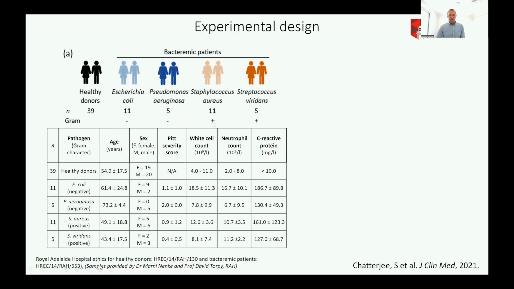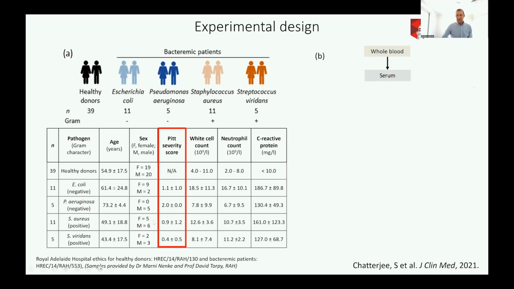For that purpose, we had a number of individuals with bacteremia. This was work done with Professor David Tolpe at the Royal Adelaide Hospital. We had bacteremic individuals infected with different pathogens, both gram-negative and gram-positive bacteria, as well as a healthy control group. Looking at the PIT severity score, a score that indicates the severity of illness, you can see that these are not severely ill. The value here is well below 4, which indicates critical illness, and the scale goes up to 14. So these are only mildly sick individuals.